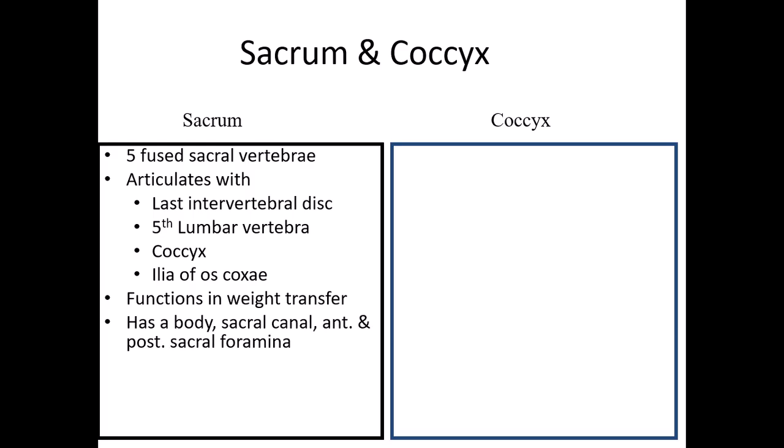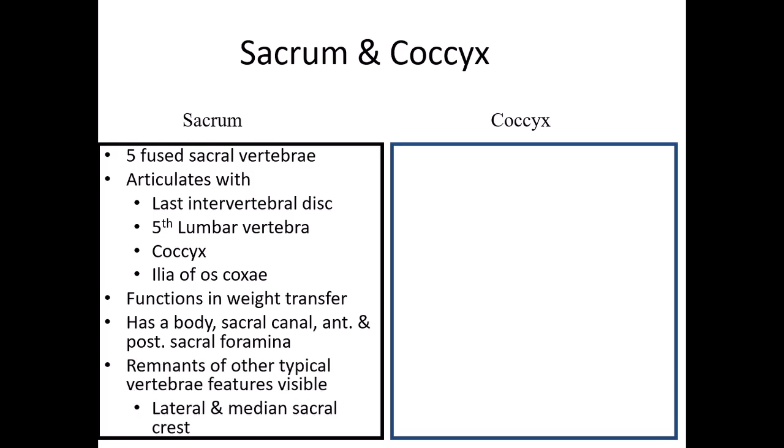The sacrum does have a body, as well as a sacral canal, which is a vertical passageway that spinal nerves will move through as they get to the lower extremity and into the pelvic cavity. The sacrum has anterior and posterior sacral foramina, so there are holes that lead to the anterior and posterior sides of the body. Again, those are for spinal nerves.